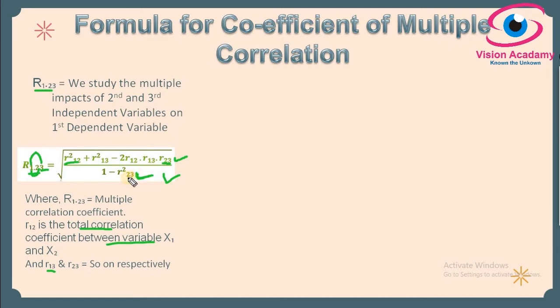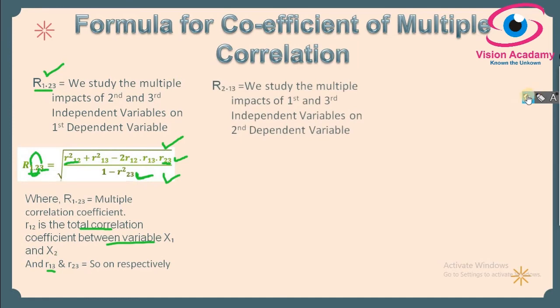This is very easy to understand if you are sufficiently focused to understand this. Otherwise you have to worry about retaining the formula in your mind. That is why you need to concentrate on the logic that you use here. So here we understand the formula of R1.23. Now let us consider the second multiple correlation coefficient, that is R2.13.